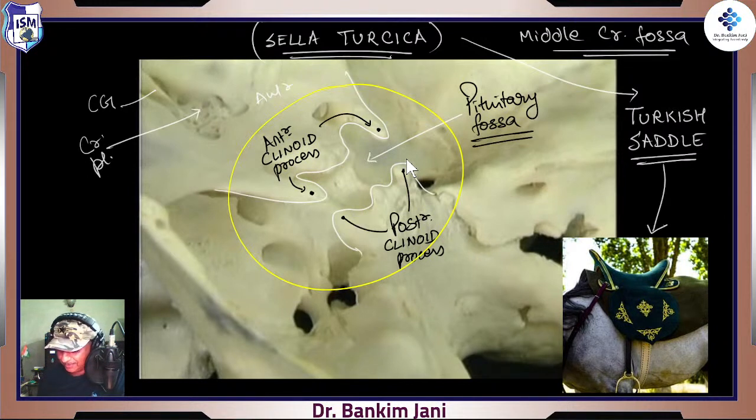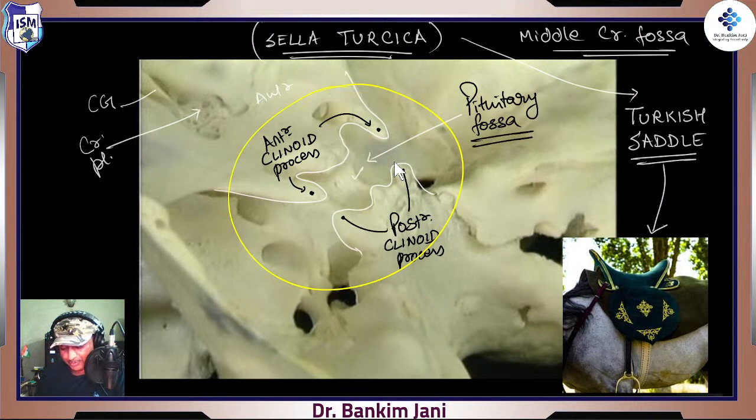See this Turkish saddle. This is like the anterior clinoid process. This is where the pituitary sits, and this is the posterior clinoid process. That's the speciality of this Turkish saddle. There is prominence in front and behind, and in between there is a seat. That's the pituitary fossa. This is a depression, there is a gap, so in that space the pituitary gland lies. Okay, so that was our Turkish saddle.